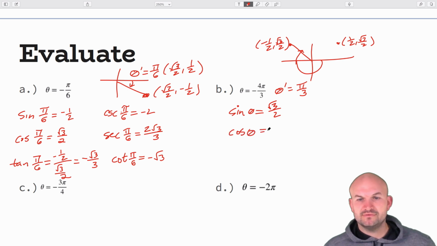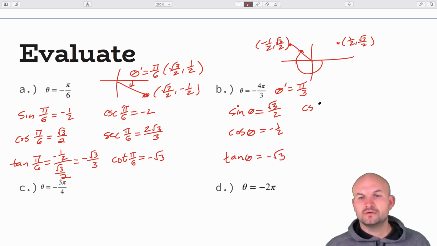The cosine of theta is equal to negative 1/2. The tangent of theta is going to be y over x, which is negative square root of 3. The cosecant of theta, which is going to be the reciprocal here, is 2 radical 3 over 3.